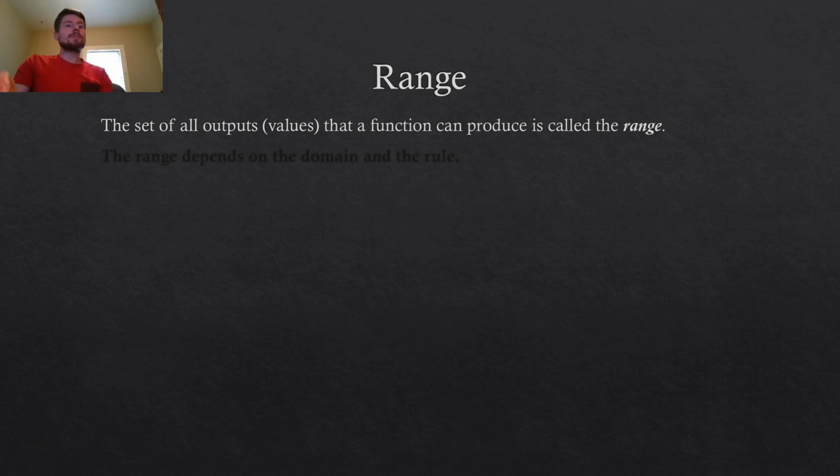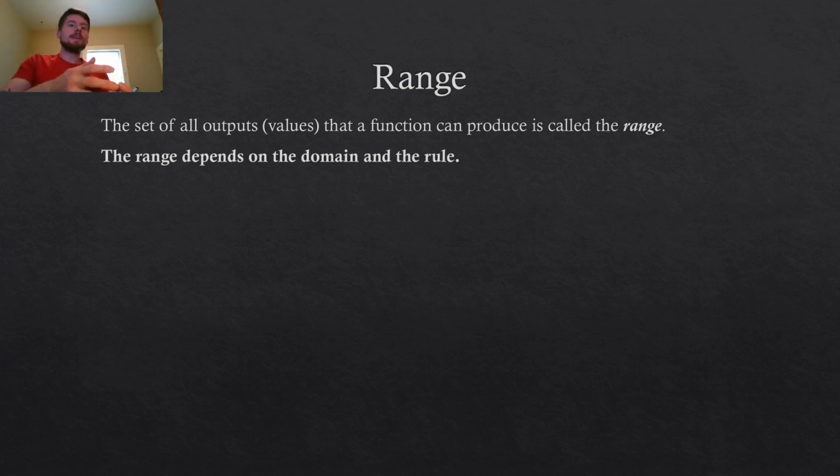One really important thing is that the range depends on the domain and the rule: what domain you specify and what the rule is for evaluating. So if you shrink your domain down, then you're going to be affecting the range. Typically, you figure out what the range is from the domain, and you control the domain to be what you want it to be.